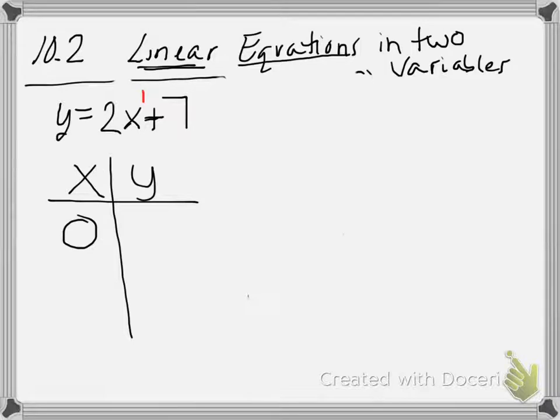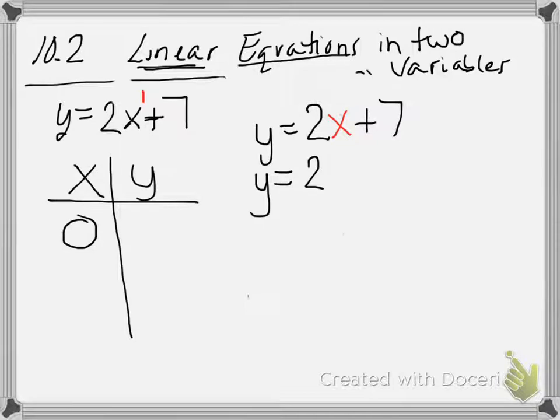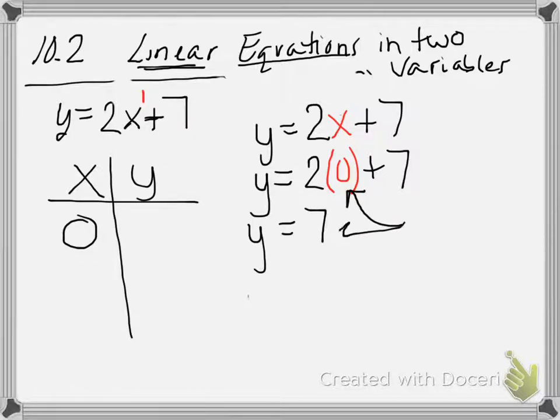If I pick 0 for x, I take the original equation and I rewrite it, but instead of that x, put a 0. I can solve the right-hand side, and 2 times 0 is 0, plus 7 is 7. So every time 0 is put in for x, I'm going to get 7 as a y. So I go over here and put 7.